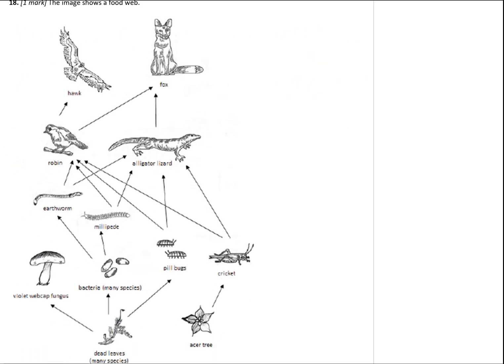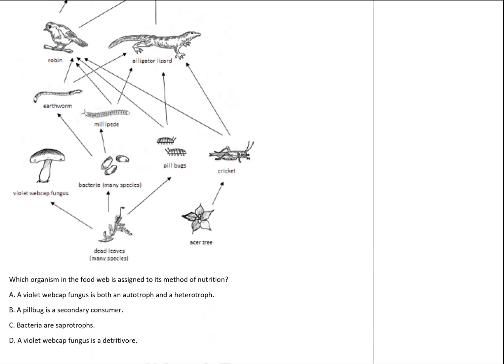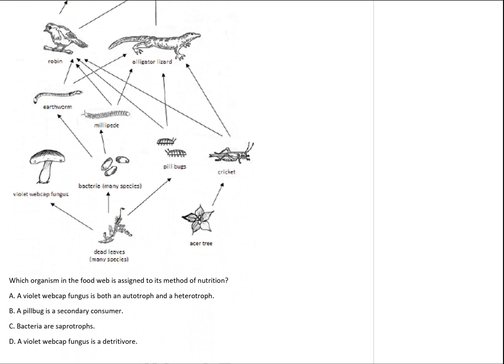Okay, 18. We've got a food web here. Which organism in a food web is assigned to its method of nutrition? The violet webcap fungus is both an autotroph and heterotroph. No, it's only heterotroph. The pill bug, so these are secondary consumers. No, they're primary consumers. Bacteria are saprotrophs. That's a true fact. And the violet webcap fungus is a detritivore. You can't actually tell that, and no, because fungi are saprotrophs. So the answer is C. Bacteria are saprotrophs.